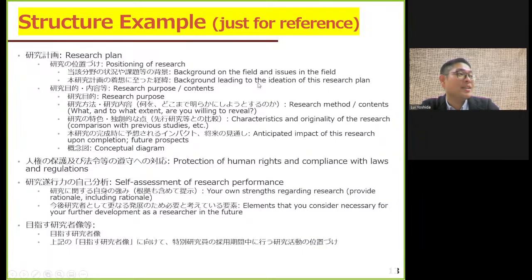So, the background leading to the ideation of the research plan. You need to write down the background leading to the ideation of this research plan in the positioning of research, something like that. So there are some clues in the proposal, and I would like you to see those and also follow them. It is only in Japanese, so just for reference, I translated the main parts of the proposal. I hope you can use this.